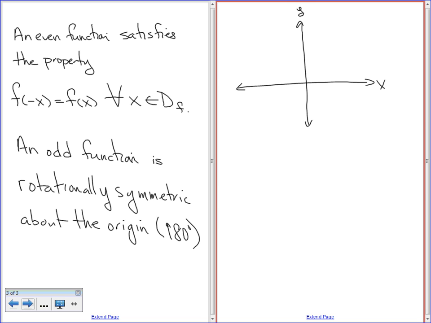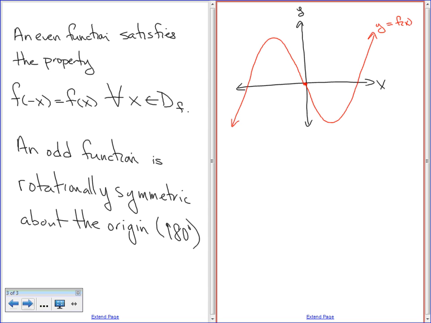So again, if I draw the right branch of the function, the origin is the point of symmetry. So if you can picture taking this and rotating it 180 degrees, and if you do that, you'll end up with that. So if that happens, then it's an odd function.